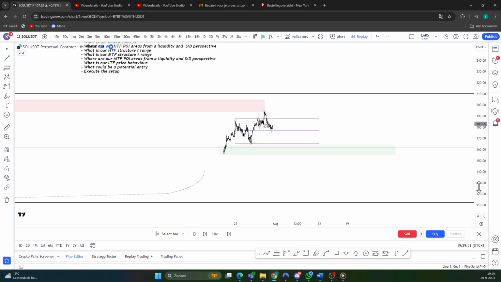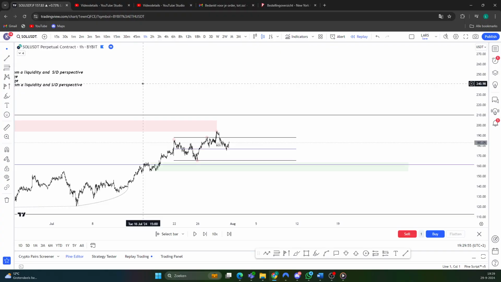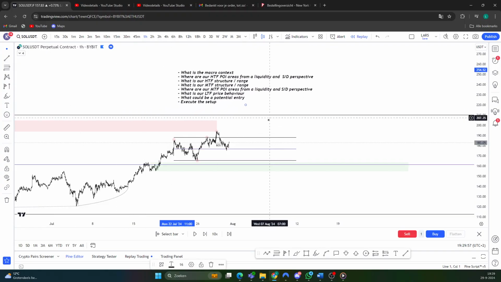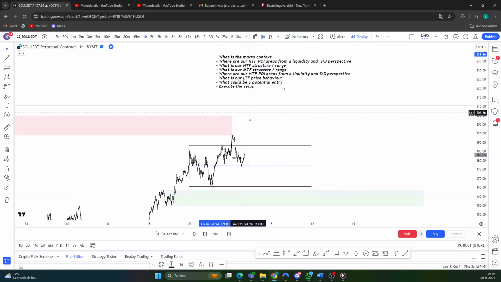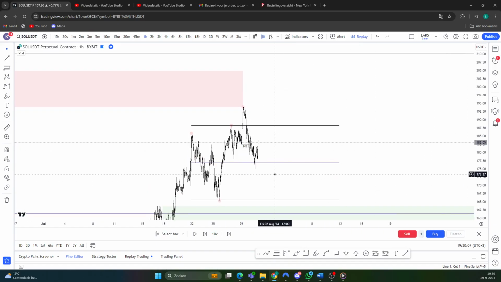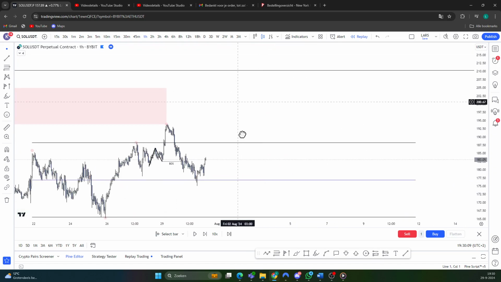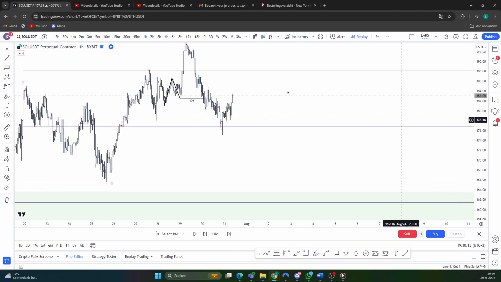Now, we're already in a confirmed distribution, so the people that have access to the VIP Discord exclusive course content know now about the bias that we're trading in, you know, about the environment that we're trading in. So zooming in, let's check now what is our mid time frame structure slash range. What's going on here?